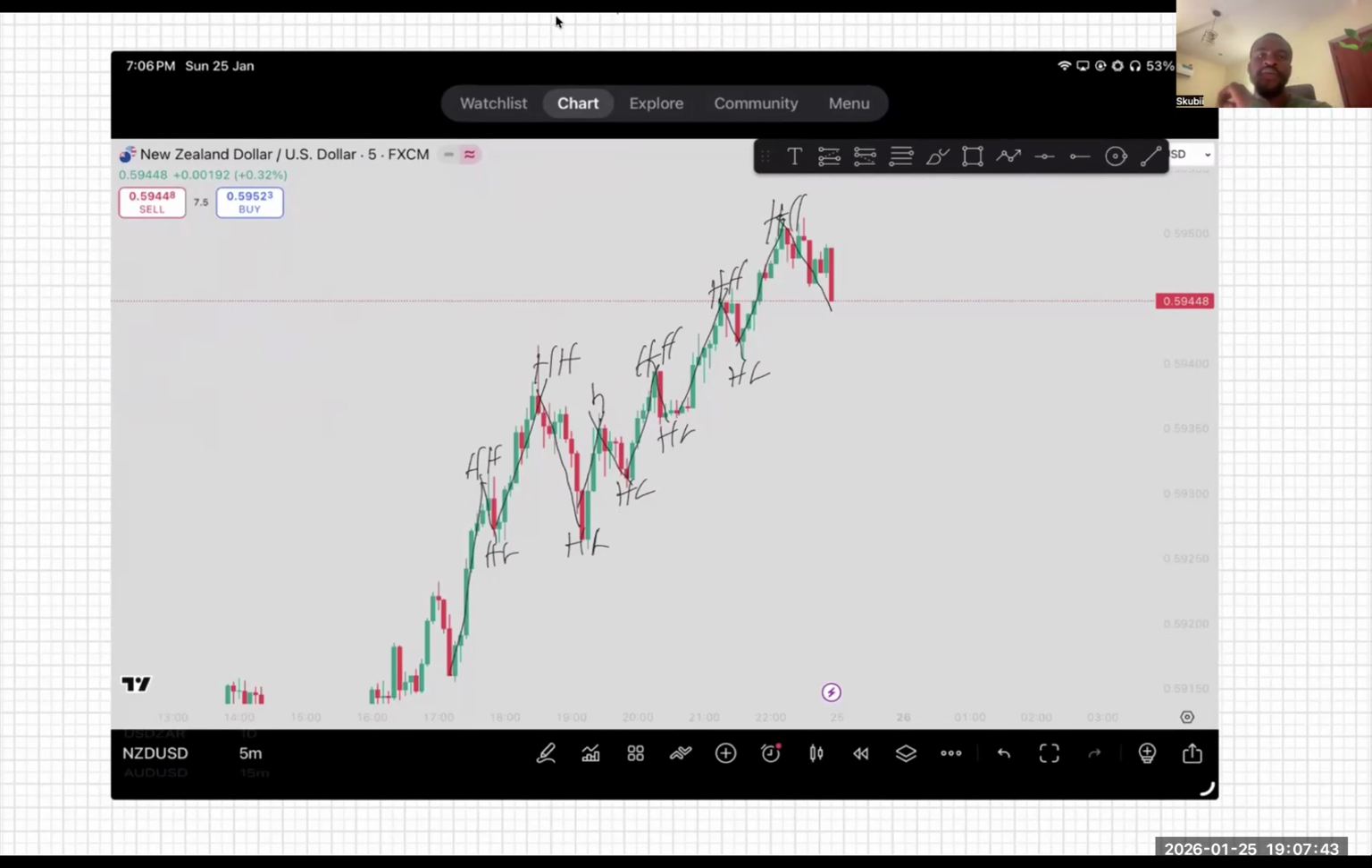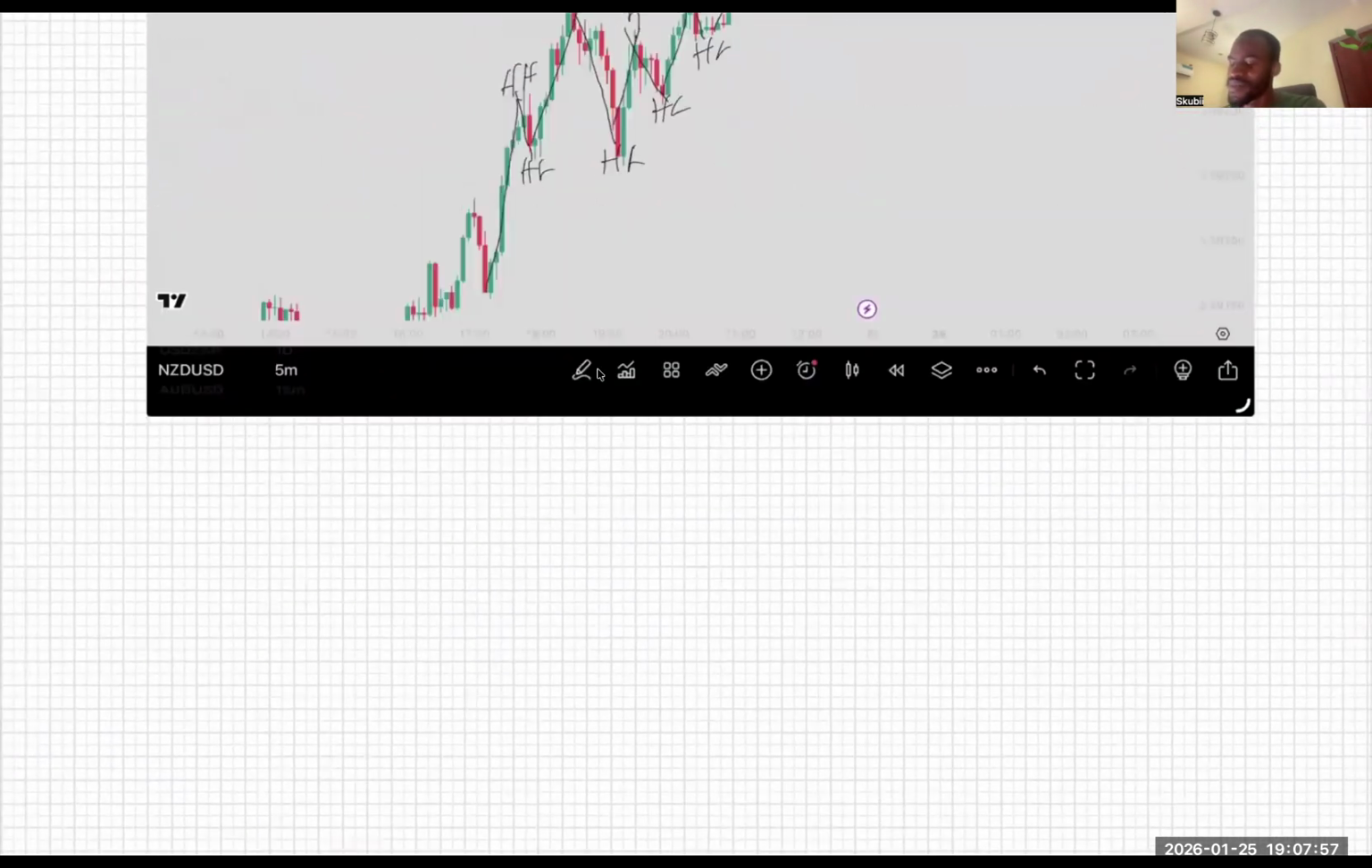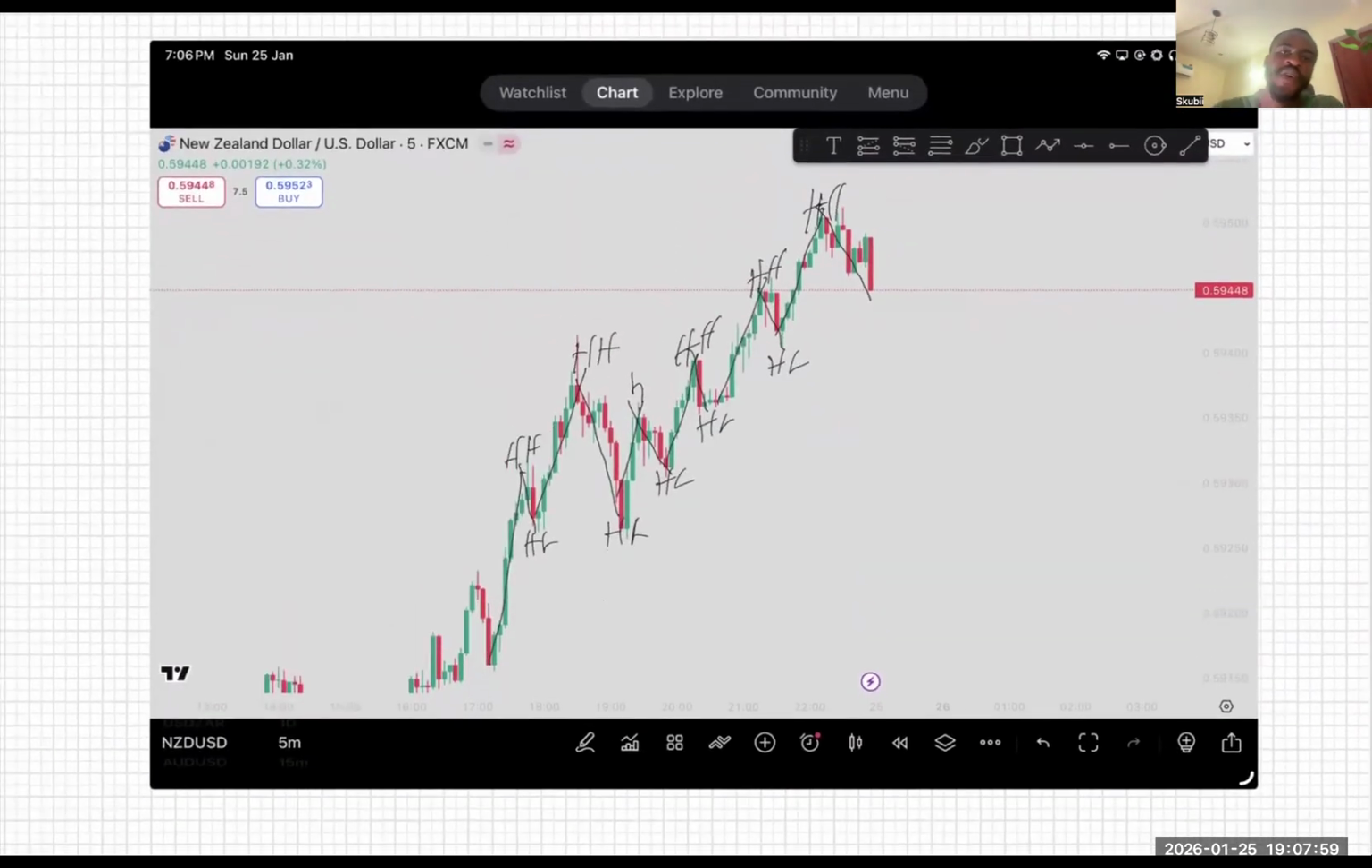Please, if you're with me, just indicate in the chat box if we're together, before we proceed. Let's not have you guys left behind. And please, if you understand the idea of what we're talking about in this uptrend, please let me know. And if you've learned something new, please let me know.